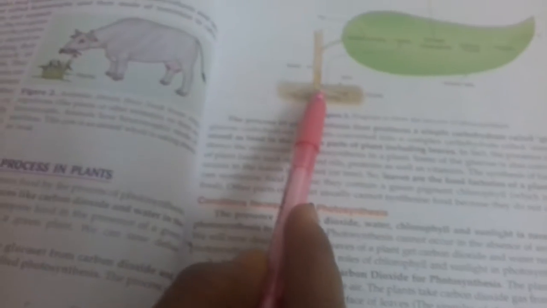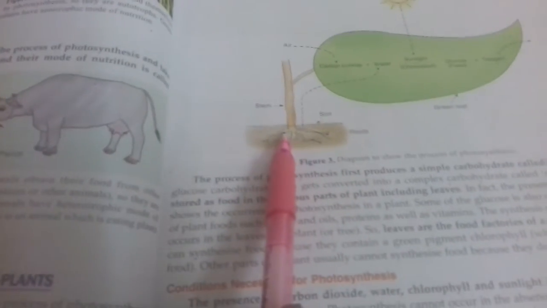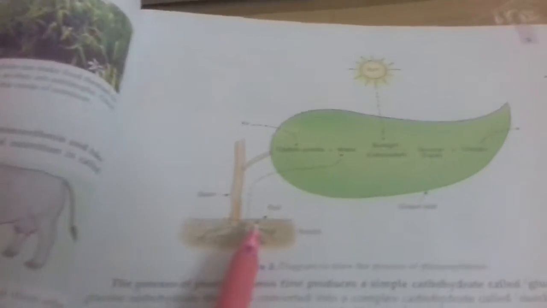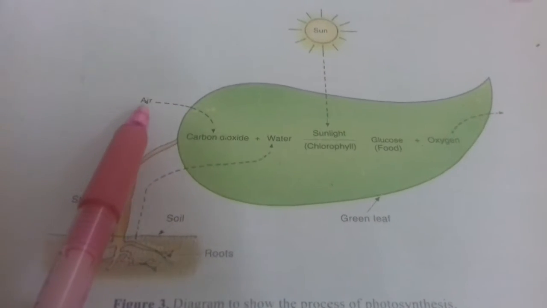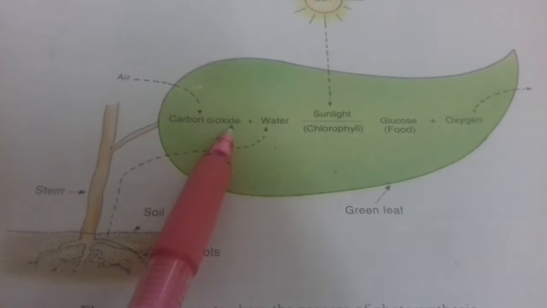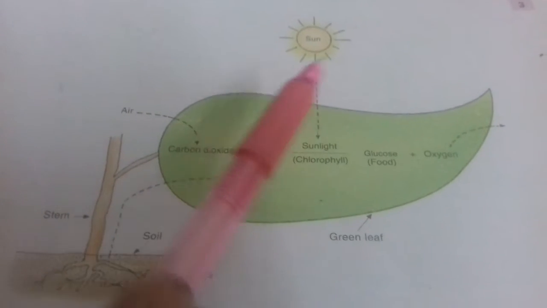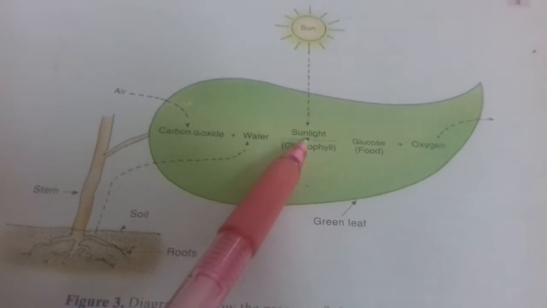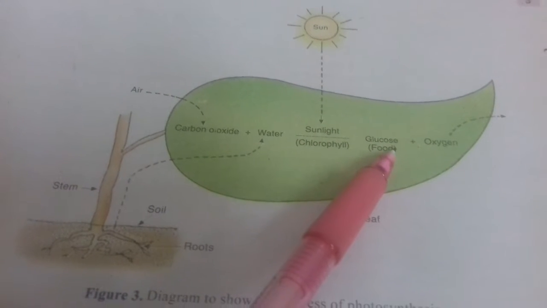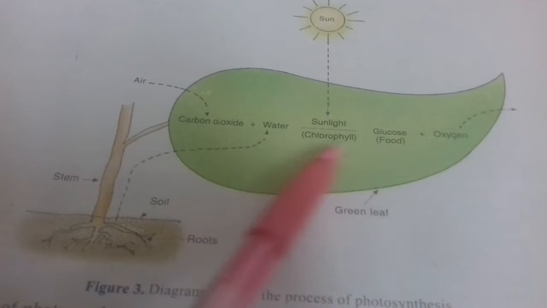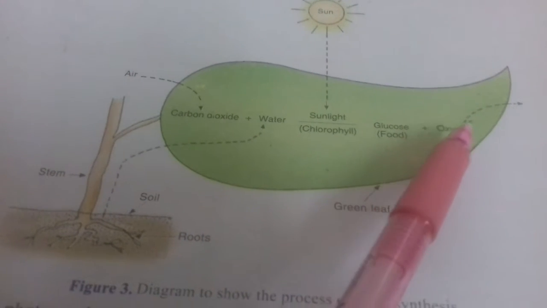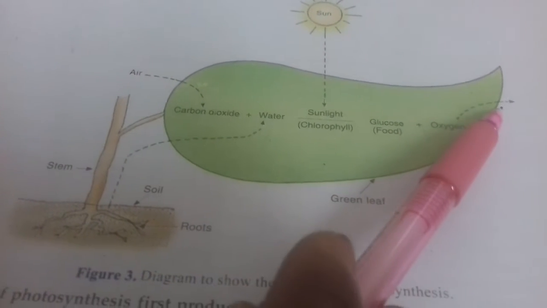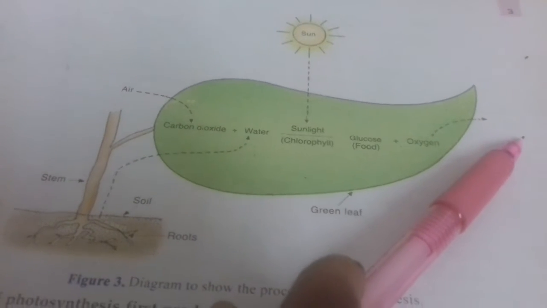Just see the diagram. Here the roots in the soil suck water from the soil. From air they get carbon dioxide. From sunlight the chlorophyll traps the solar energy, and as a result glucose is formed, which remains in leaves and other parts of the plant, and oxygen gas evolves, which is released in the atmosphere.